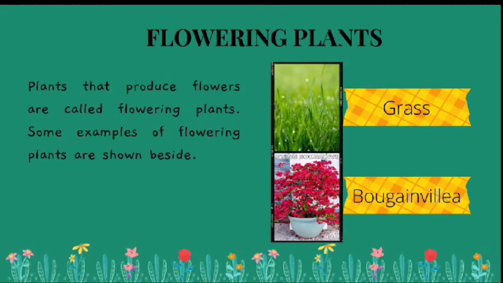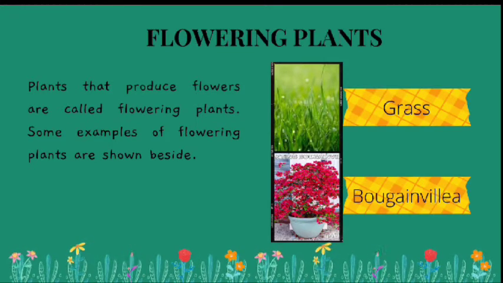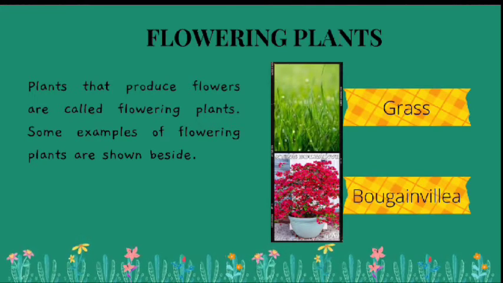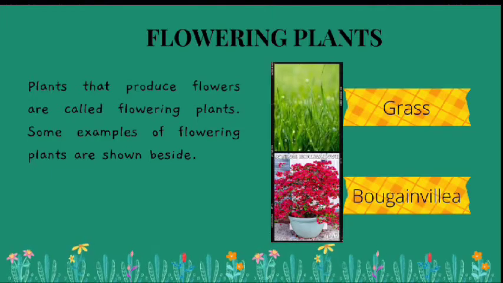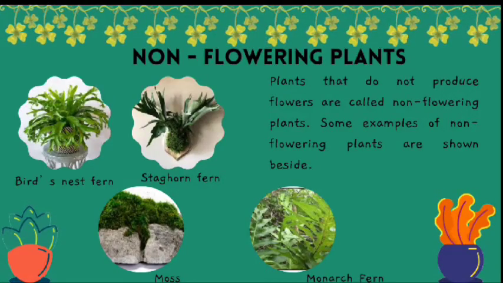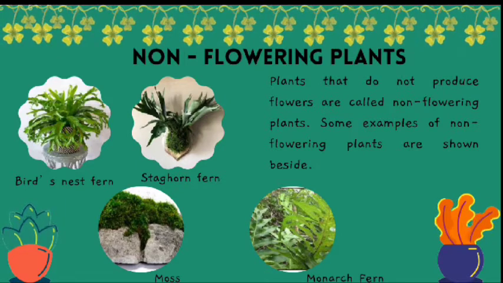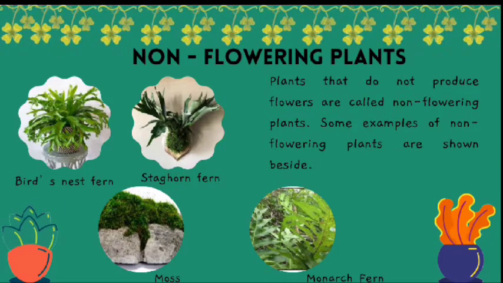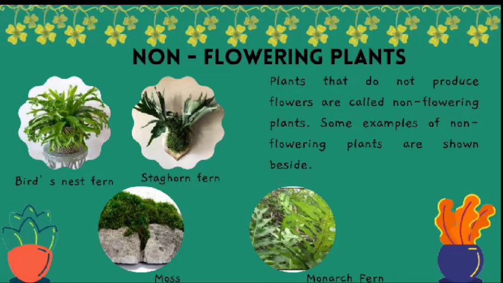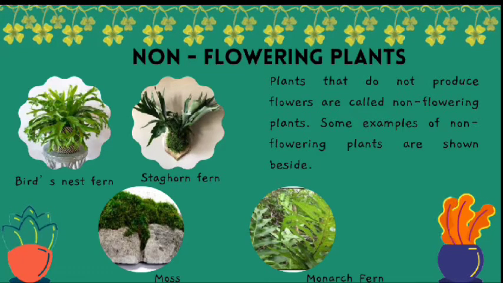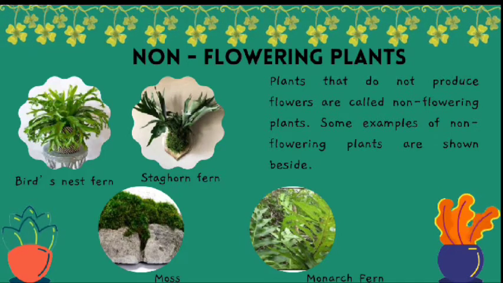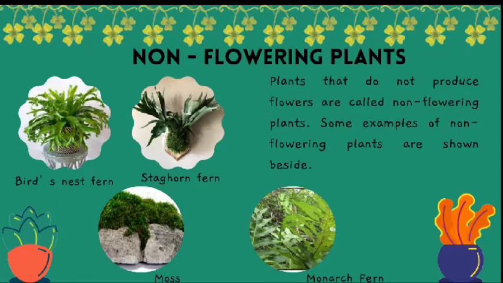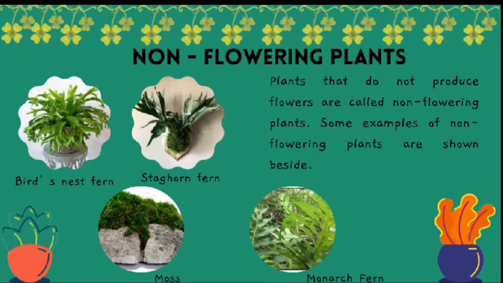Flowering plants. Plants that produce flowers are called flowering plants. Some examples of flowering plants are shown beside. Look at the picture. Grass and bougainvillea. Non-flowering plants. Plants that do not produce flowers are called non-flowering plants. Some examples of non-flowering plants are shown beside. There are bird's nest fern, staghorn ferns, moss, and monarch fern. Look at the picture.